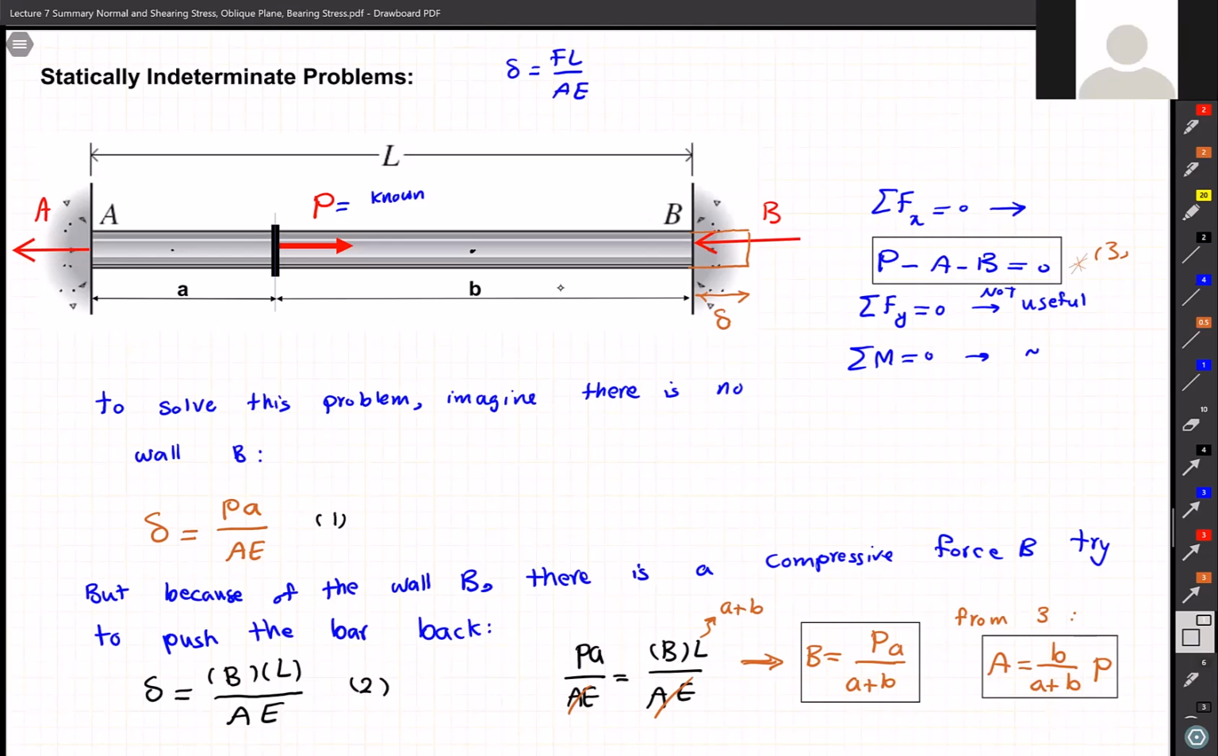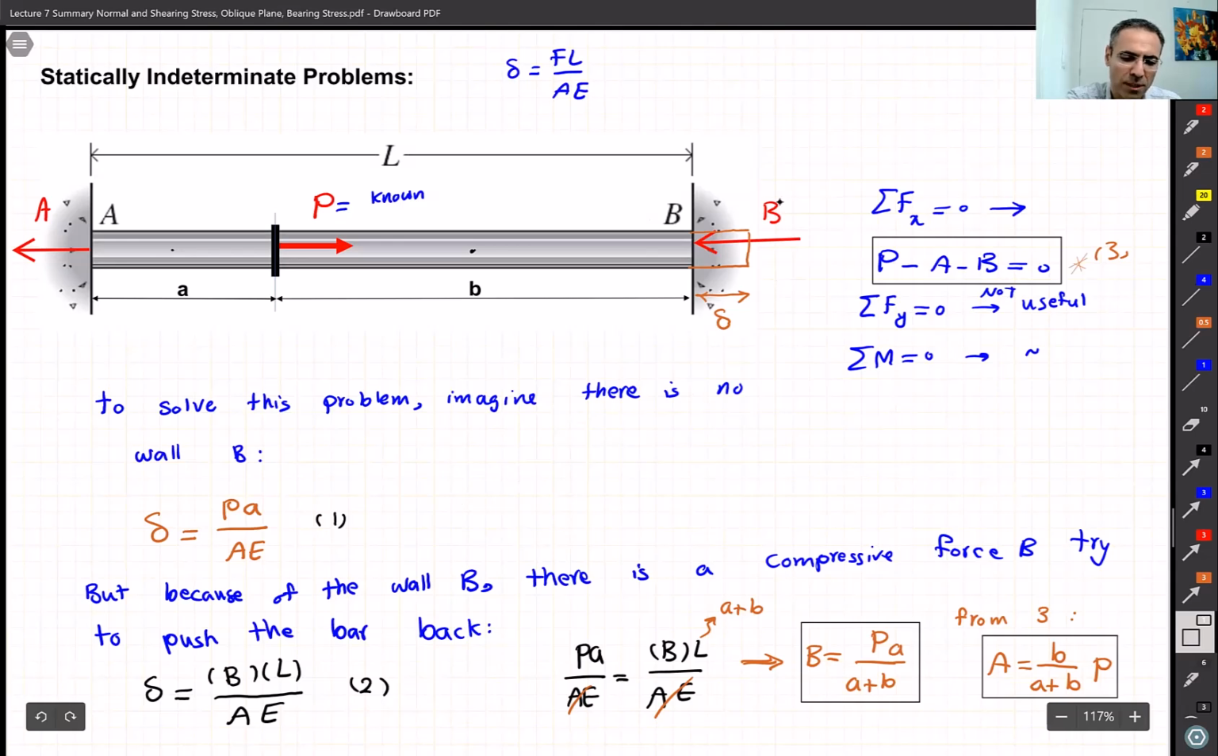Yeah, I'm a little bit confused how we set the PA over AE equal to BL over AE at the bottom. I just got a bit distracted. Okay, yeah, I'll explain it. Thanks, Oliver. So Oliver is asking how come we said 1 is equal to 2.